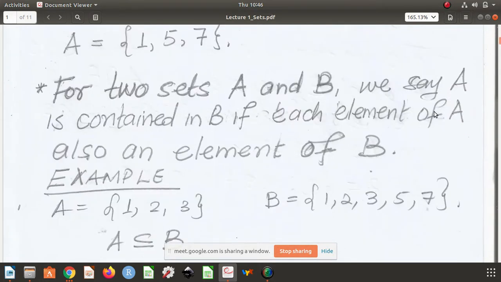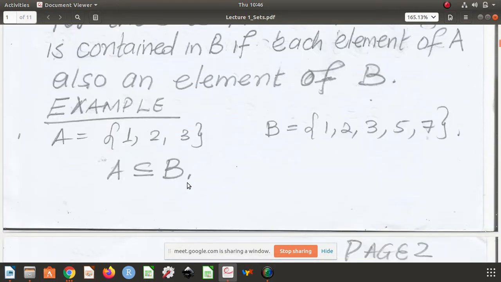So if you have two sets, we can say that a set is contained in another set. So for instance, in this case, we can say A is contained in B if every element of A is also an element of B. This example will make it clearer. So we have this set A here and a set B. This first set A contains only 3 numbers, 1, 2, and 3. The set B contains 5 numbers, 1, 2, 3, 5, and 7.